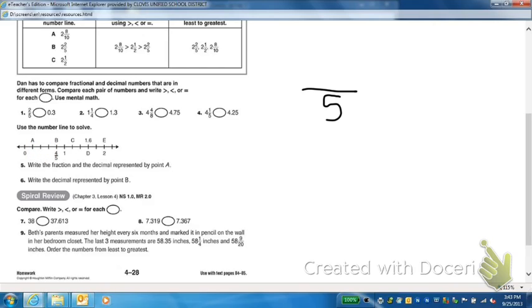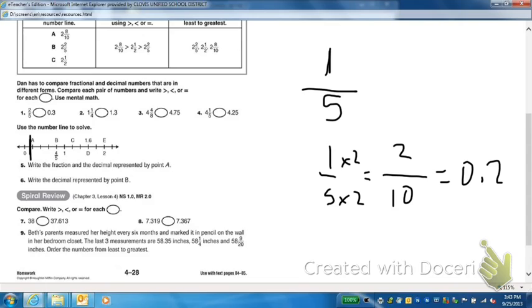And this one is 1. So 1/5 would be the fraction. Multiply that by 2 so I can have a 10 as a denominator. So that's 2/10, 0.2. So 1/5 and 0.2 would be the answer for number 1. I'm sorry, for number 5. Number 6 says, write the decimal represented by point B.